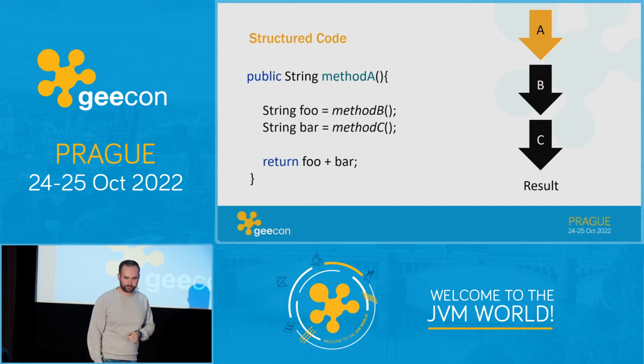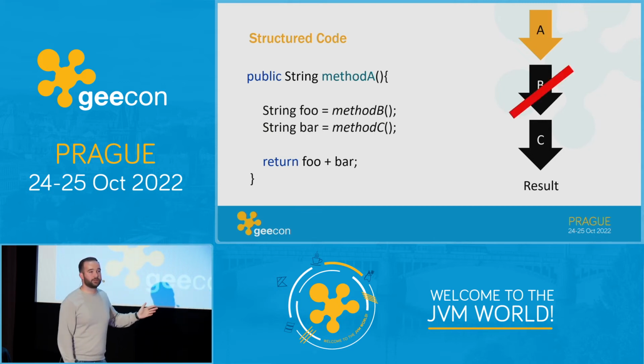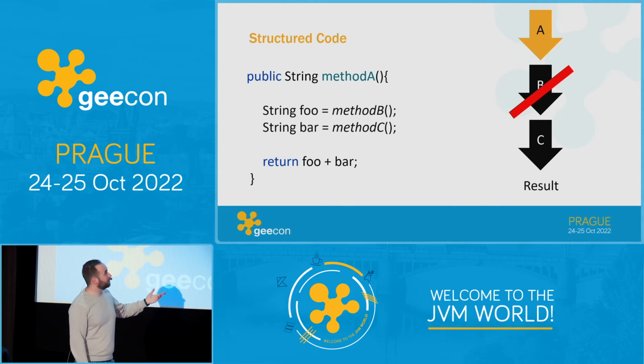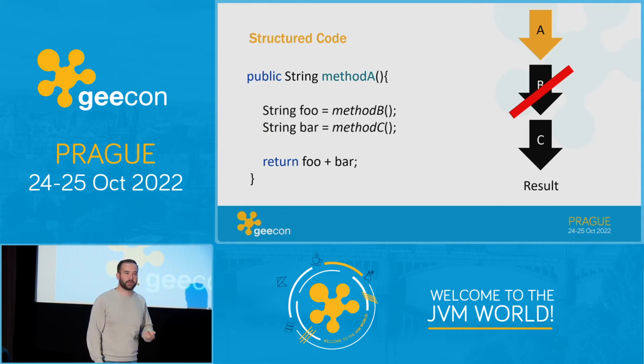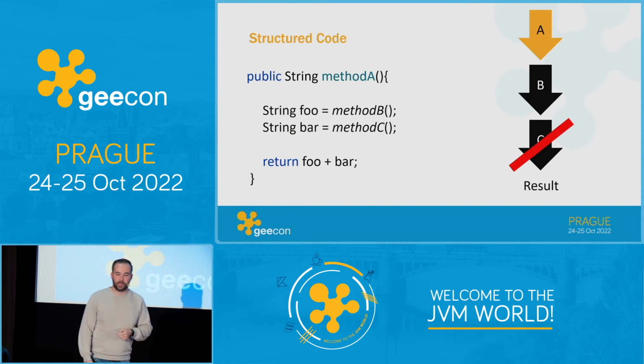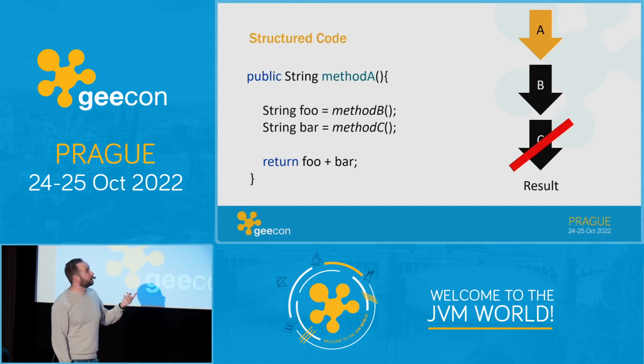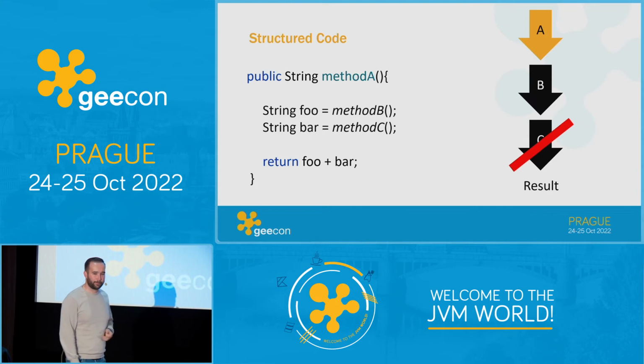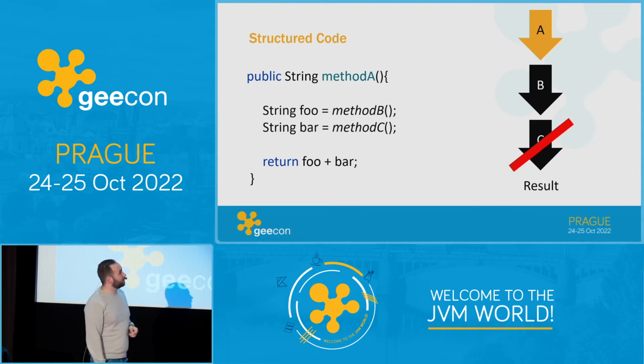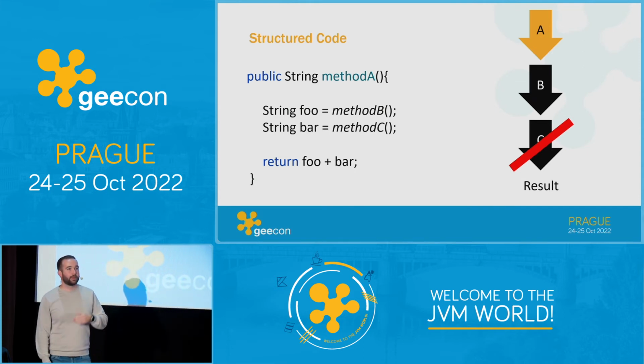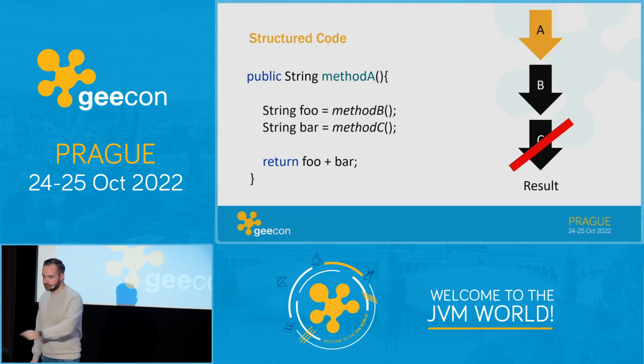and then we will have a result. The great thing about structured code is that if method B throws an exception, at that point we will just stop. We have called method A, we tried method B, but method C will never be called, and we won't try to create a result. And the same goes for method C. We will call method A, then method B. Only then we will find out method C has thrown an exception, but we will never try to create a result. So it is very clear when a method will start and when one will finish.